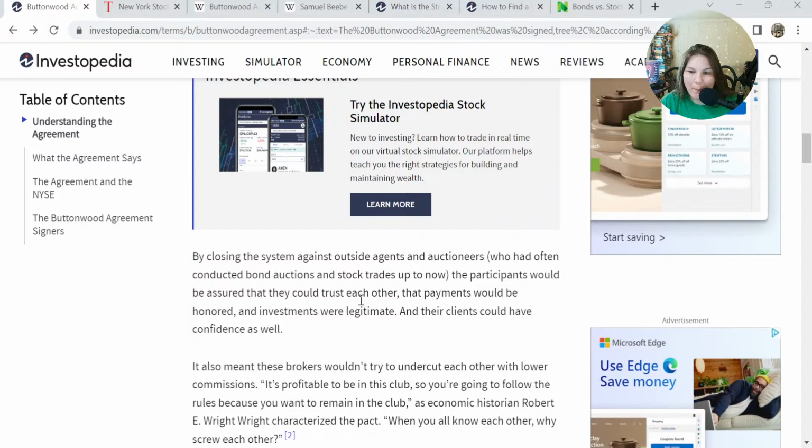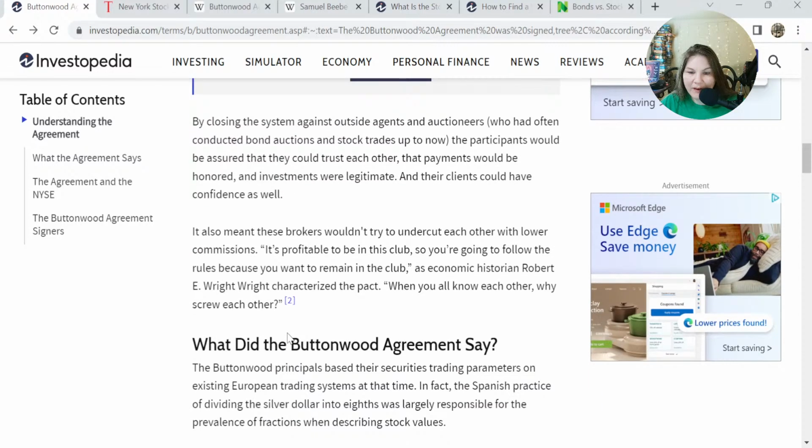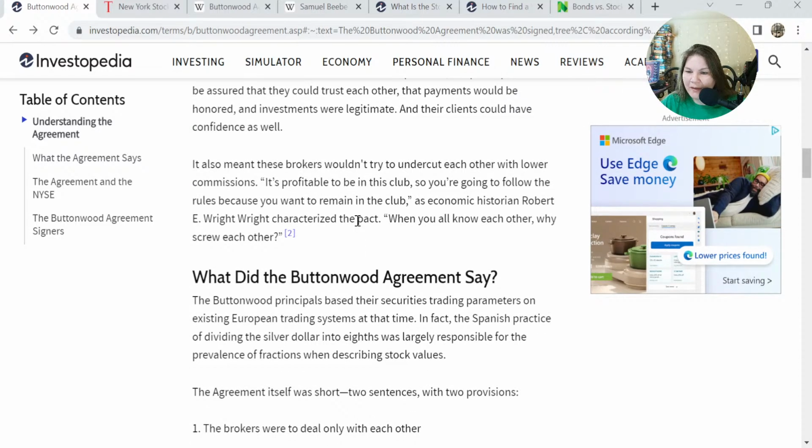We are learning about the Buttonwood Agreement. Very interesting stuff from 1792. So they made a deal that their trades would be legitimate and that their clients could have confidence as well. It also meant these brokers wouldn't try to undercut each other with lower commissions. It's profitable to be in this club, so you're going to follow the rules because you want to remain in the club. As economic historian Robert E. Wright characterized the pact, when you all know each other, why screw each other?